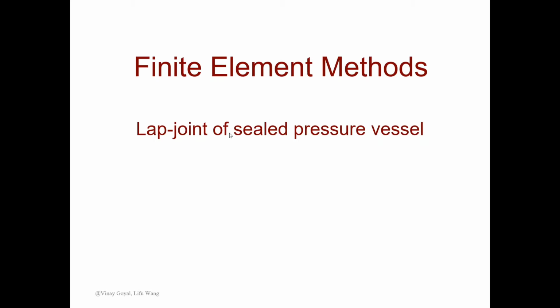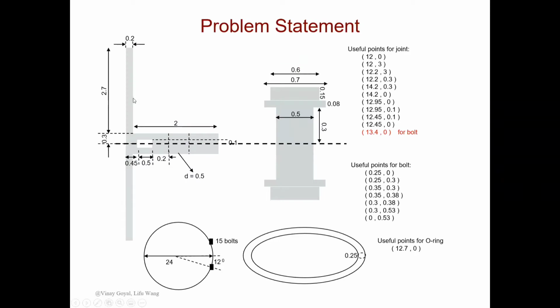Today we are going to use Abaqus to solve a lap joint of a sealed pressure vessel problem. So here is our problem statement. We have a pressure vessel which has the upper half and the lower half. This L shape represents part of the pressure vessel, and this is the lap joint for the pressure vessel. The dimensions are listed here, and you also have a slot for sealing.